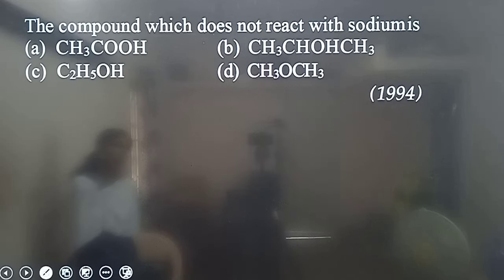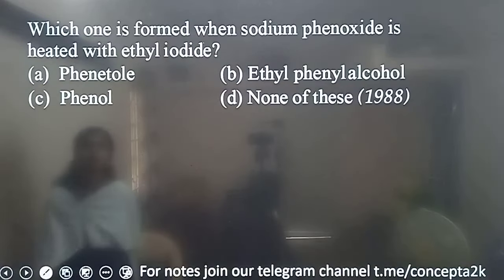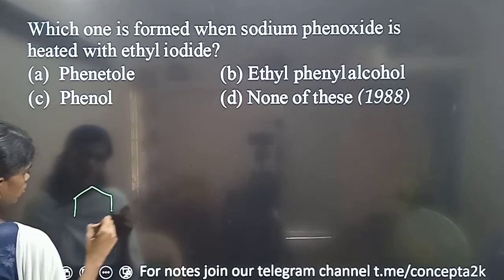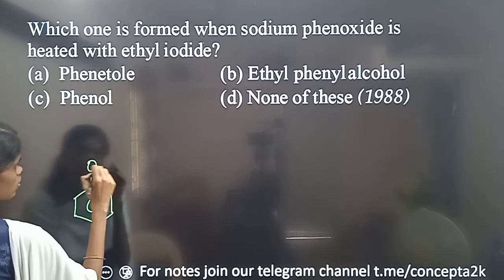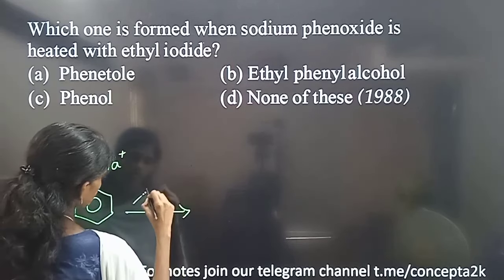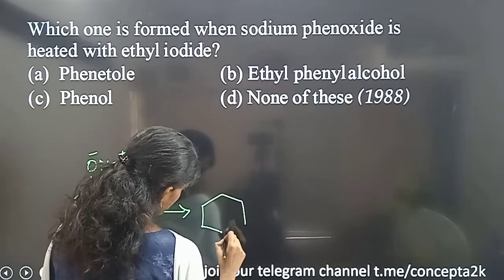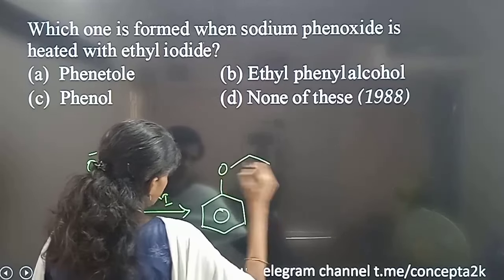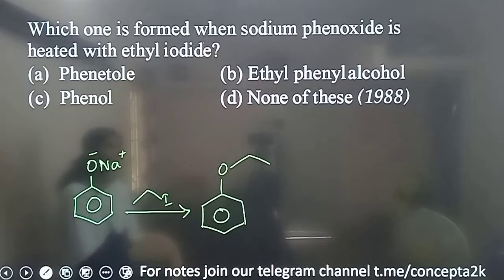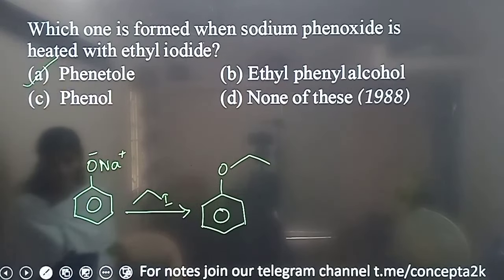The compound which does not react with sodium is, so again same reason, ethers. Which one is formed when sodium phenoxide is heated with ethyl iodide? Sodium phenoxide, ethyl iodide. This is the product. So ethyl phenyl ether, phenetole. Phenetole is the right answer.